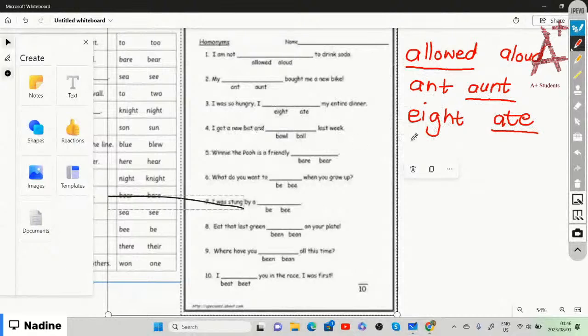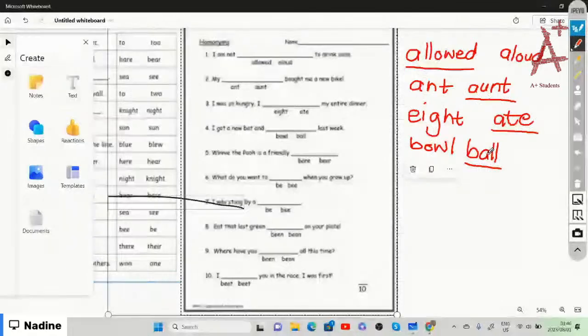I got a new bat and ball, right? We need to choose between these two words. Ball. I got a new bat and ball last week. All right, so we will choose ball, right? Which is a bouncy ball, circular, right? And the other one refers to a bowl that we usually have cereal out of.